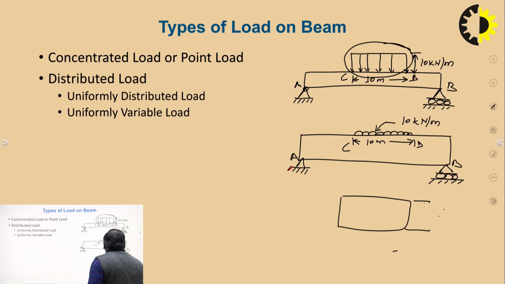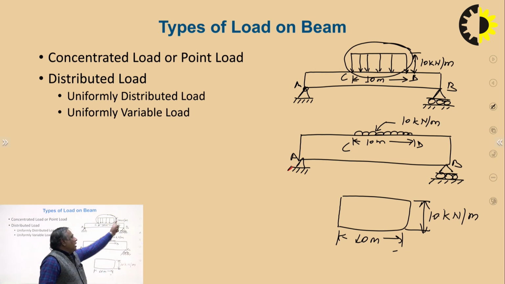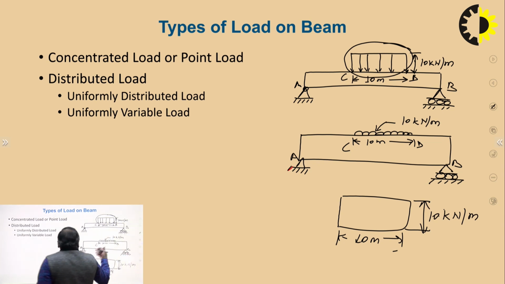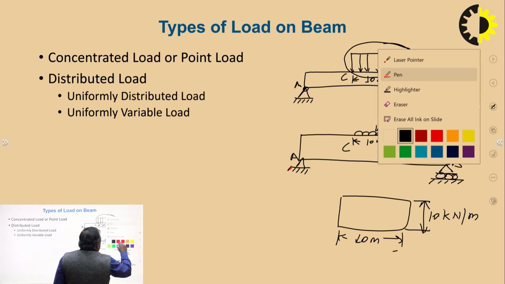This is 10 kilonewton per meter. This is 10 meter. If the scale we have taken for the distance and the load intensity is 1, then this shape will become a square. If this distance or this intensity are not equal, then the shape will be a rectangle. Clear? We should remember in UDL, the shape of the load diagram is square or rectangle.